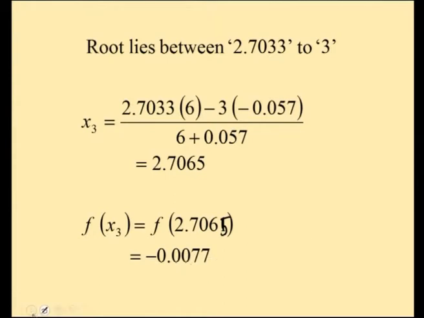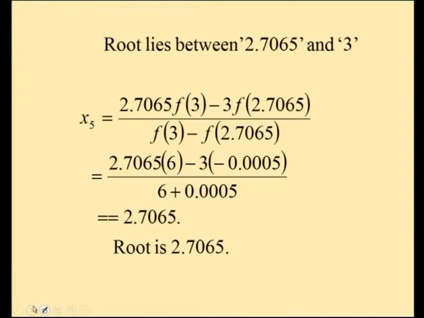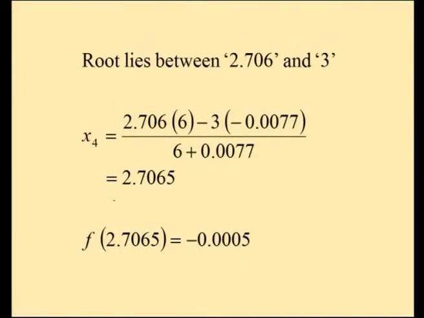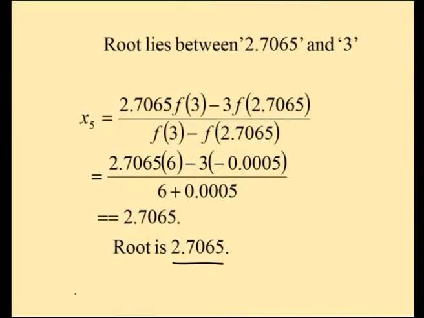And this happens to be negative. So the root lies between 2.7065 and 3, and then again we continue the calculations and we say that the root lies between 2.7065 and 3. You can see x4 is 2.7065 and x5 is 2.7065. So the two iterations, x4 and x5, are the same. Therefore, we conclude the root is 2.7065 for the equation x cube minus 4x minus 9 is equal to 0.